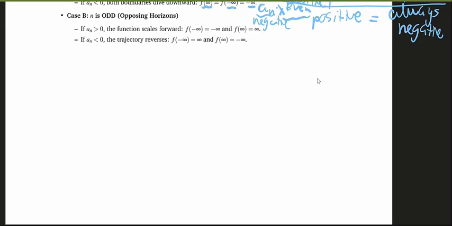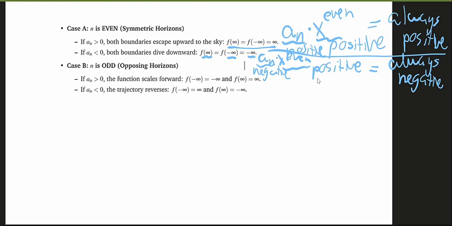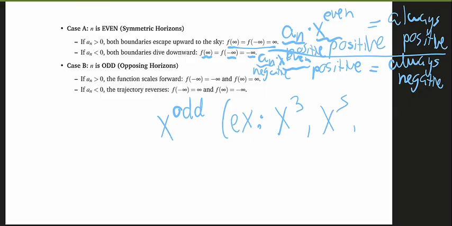Now, let's take a look at what happens for case B when n is odd. So for x to the power of n, which is odd, remember, odd powers like x to the third, or x to the fifth, or even just x to the 1, which is just x, these distinguish between signs. Infinity to the power of odd is going to be infinity.